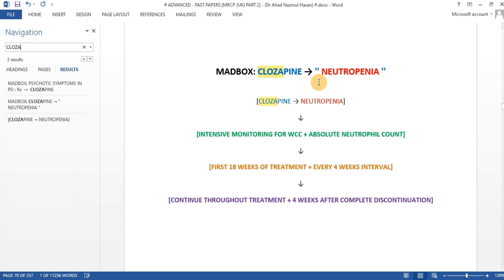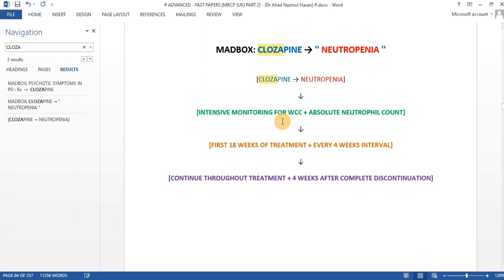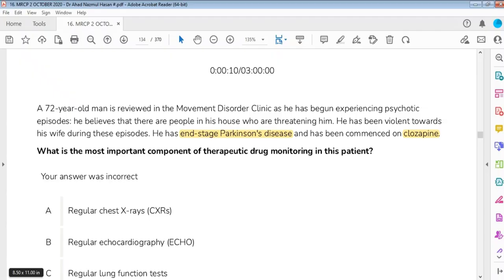For this reason, there should be intensive monitoring of the white cell count as well as the absolute neutrophil count. The monitoring should be weekly for the first 18 weeks of treatment, and after 18 weeks, at 4-week intervals. This monitoring should be continued throughout the treatment and up to 4 weeks after complete discontinuation of clozapine. Since it causes neutropenia, we should go for intense monitoring. For this reason, clozapine is often avoided in a patient with end-stage Parkinson's disease. And actually, this is a case of Lewy body dementia.